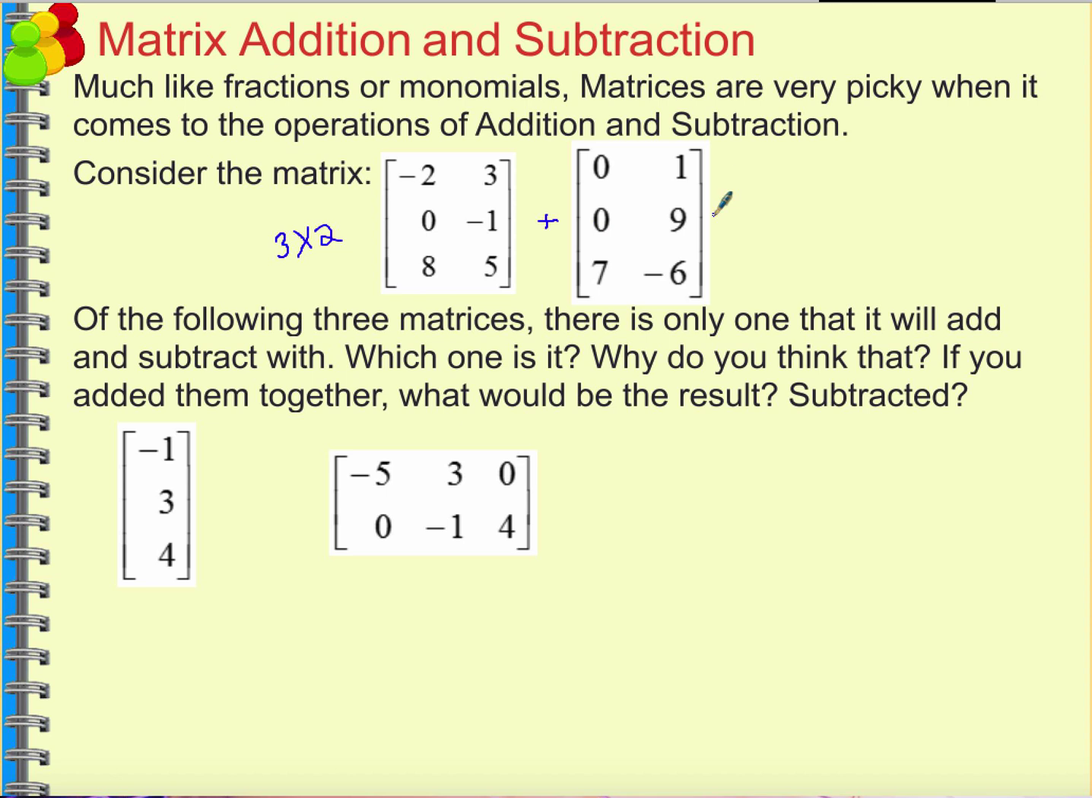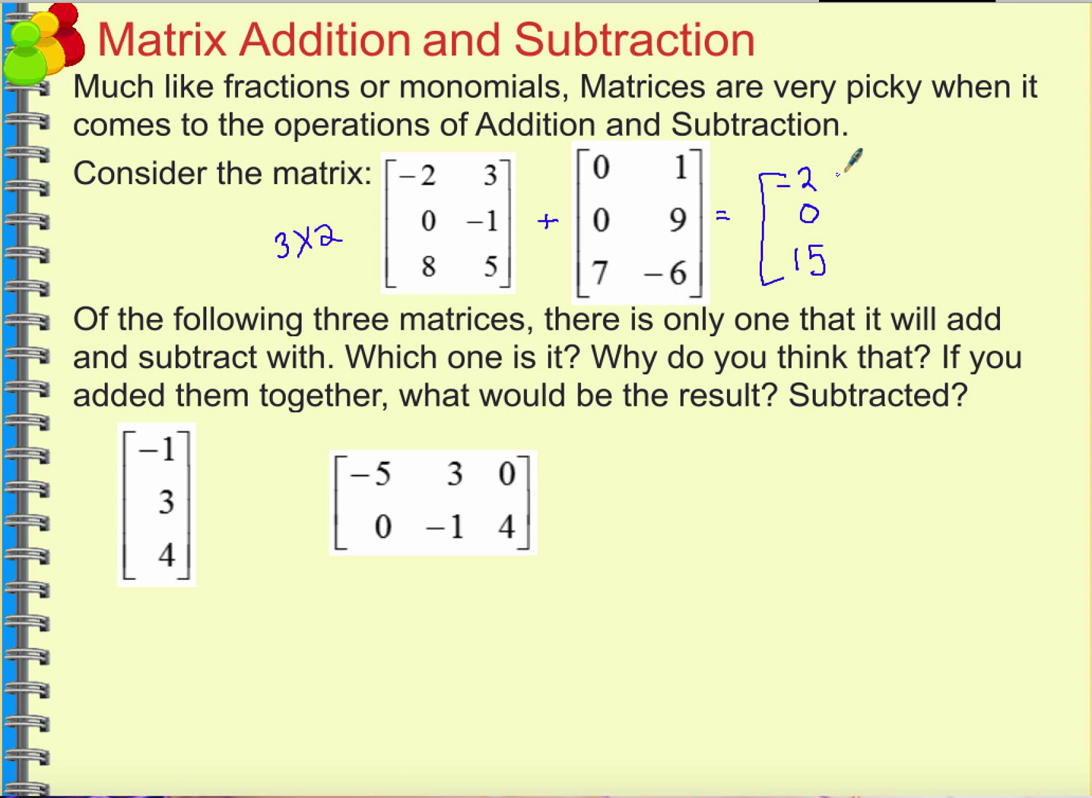If we were going to add these together, what result do you think would come up? How do you think we'd be able to add this together? In fact, with matrix addition and subtraction, I would bet that your guess was correct. You're just going to add the corresponding elements together. So -2 plus 0 is -2. 0 plus 0 is 0. 8 plus 7 is 15.